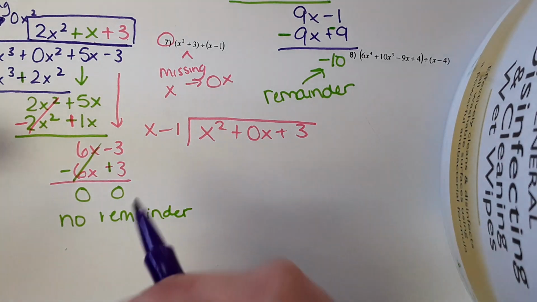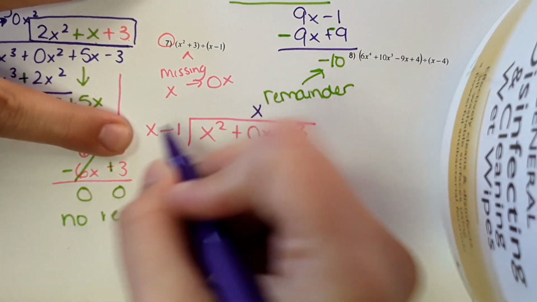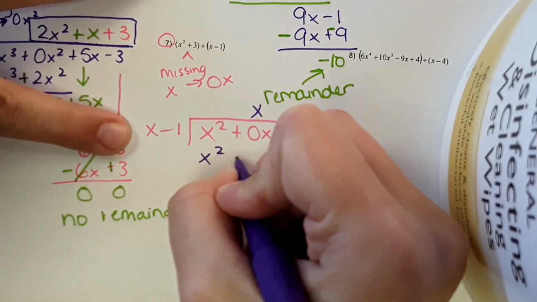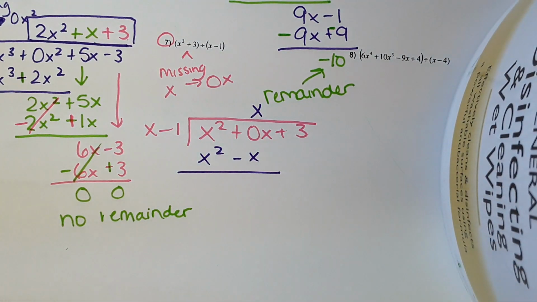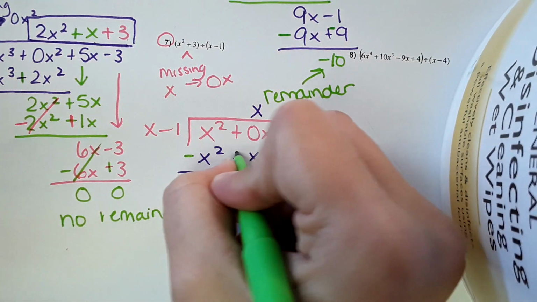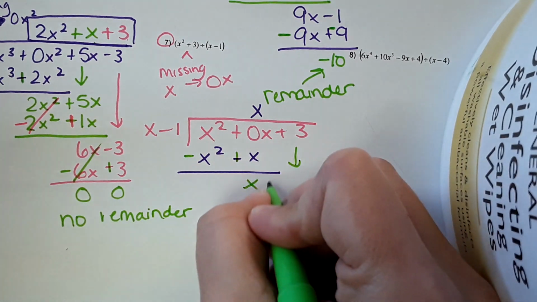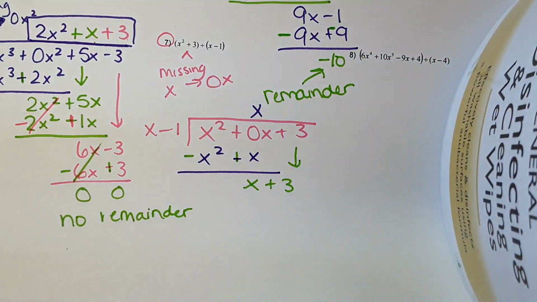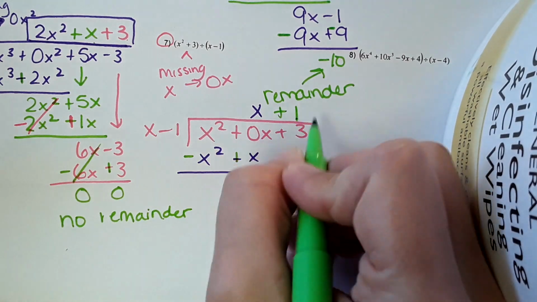Okay, what do we need to multiply x by to get x squared? Well, that would just be x. So then we can multiply this whole thing. Now we're going to subtract, so it changes that sign. So just get x, bring down the 3. What would we need to multiply to just get x? Well, 1. So we're going to add 1.